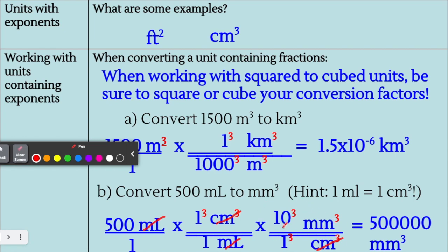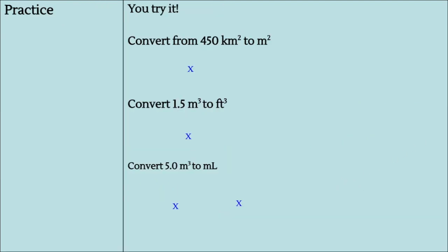Again, it's important to remember that it's no longer 10 to 1, it's 10 cubed over 1 cubed. And the reason it's cubed is because we are dealing with cubed units here. So the only way to get rid of these cubic centimeters is to have a ratio that has cubic centimeters to cubic millimeters. Now we're going to take a look at our last few examples.